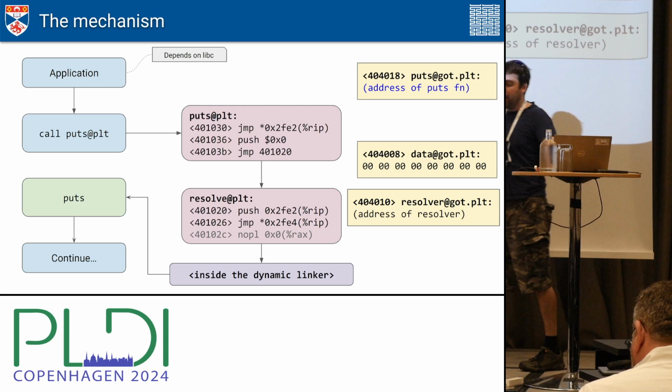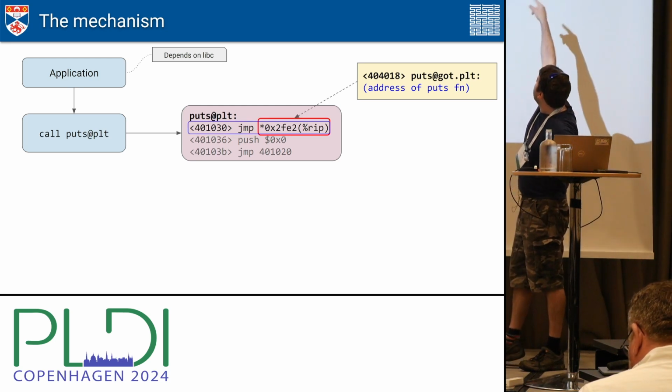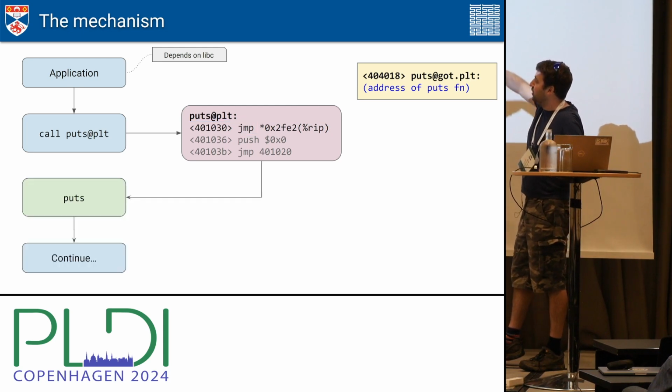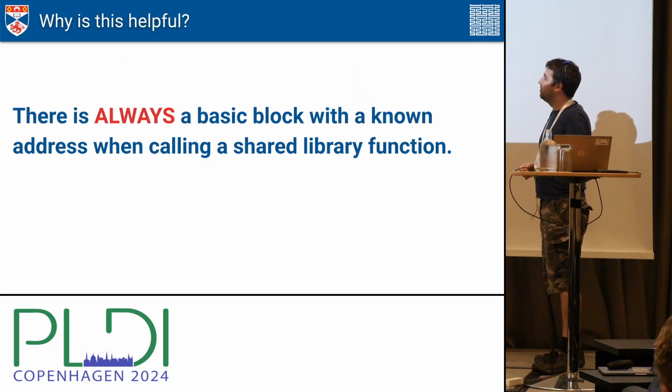And then, like I say, next time around, that address has already been filled in previously, so it's lazy loaded, and then we can just directly call the puts function. That's how shared libraries basically work.